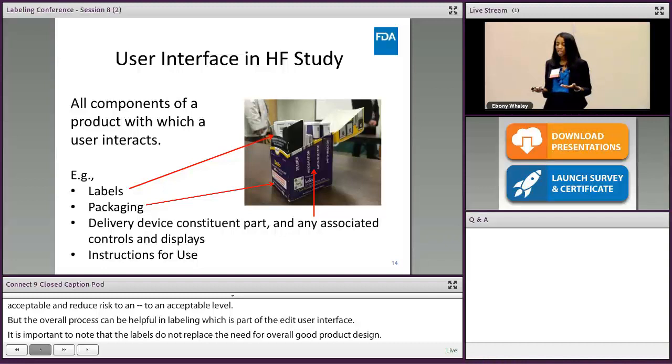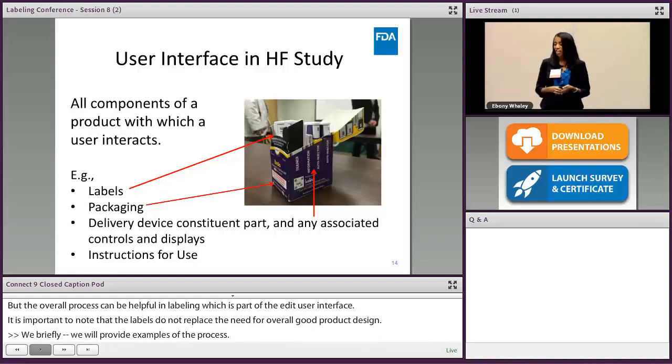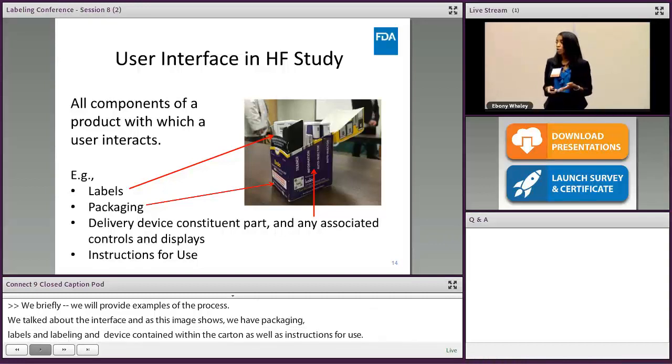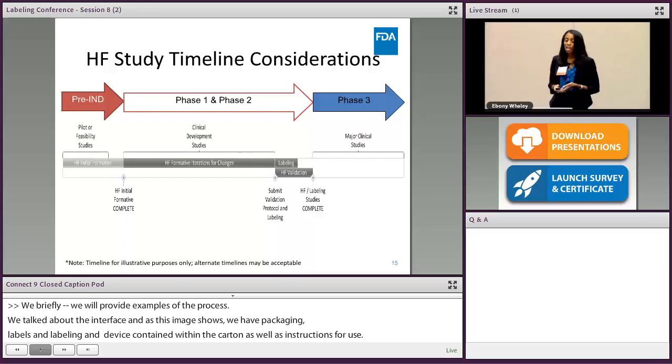So we've briefly discussed a few human factors concepts, and the next few slides will provide examples of those concepts. We talked about the user interface, and as this image shows, we have packaging, labels and labeling, a device contained within the carton, as well as instructions for use. All of these components are considered part of the user interface, which is any component of a product that a user interacts with, and it should be tested in human factors studies. If a quick reference guide is utilized, it may also be included as part of the user interface.